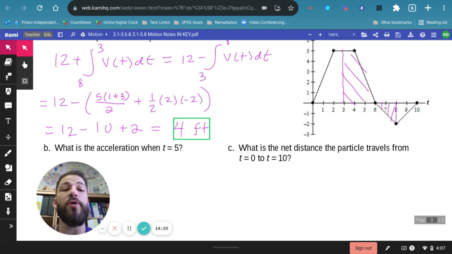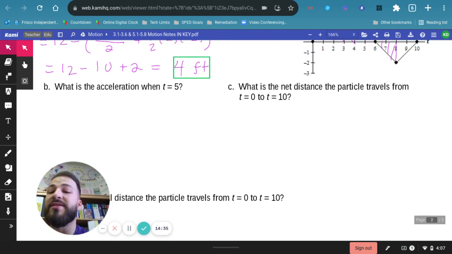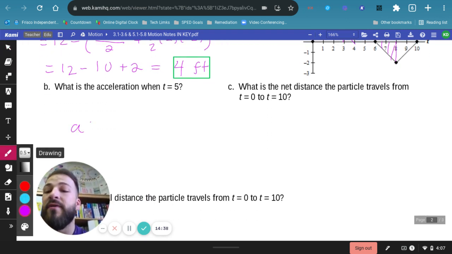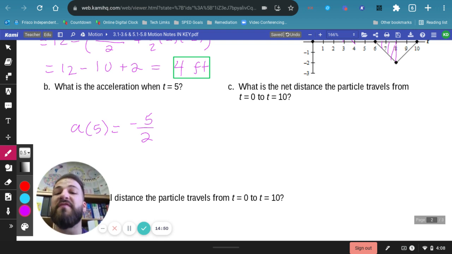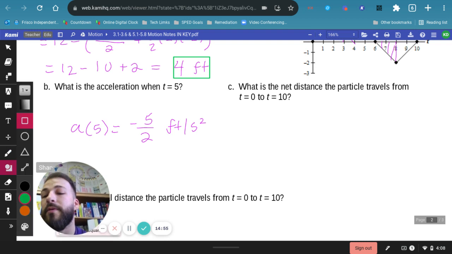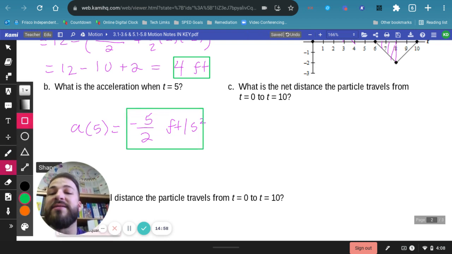I want to find the acceleration at t is equal to 5. So my slope at t is equal to 5, it's a line, so I would just do rise over run. My rise seems to be negative 5, with my run from 4 to 6 being 2. So for our acceleration at 5, we should get rise over run, negative 5 over positive 2. So negative 5/2 for our slope, and then we want it to be in acceleration units, which would be feet per second squared. So a nice little throwback to some stuff we were doing back in derivatives.